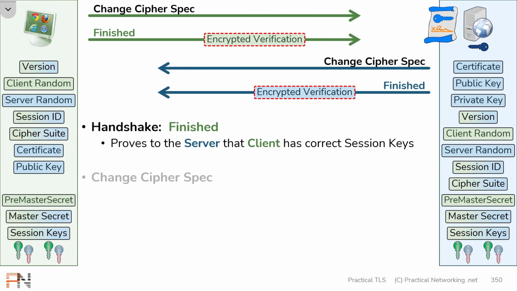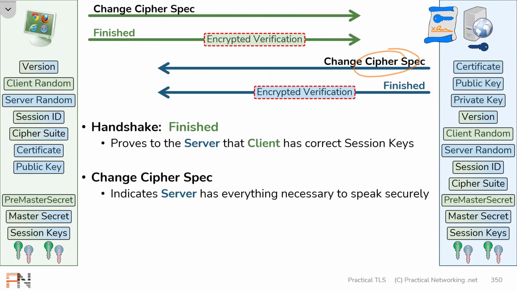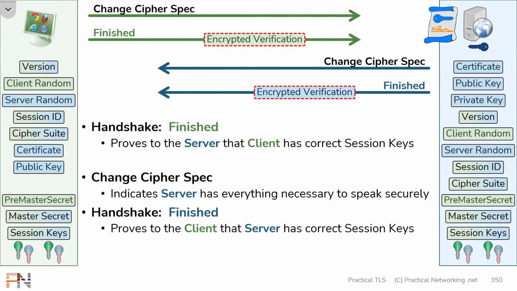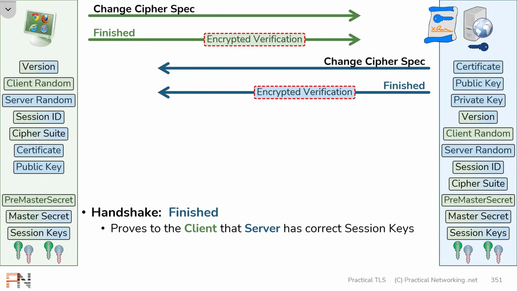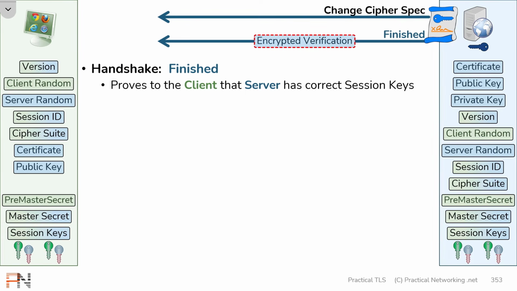Just like before, the change cipher spec record is not a handshake record. It's simply a record that is there to indicate that the server has everything it needs to start speaking securely, and the finished message will be there to prove to the client that the server has the correct session keys. This encrypted verification is put together in a similar way to the one that the client sent, but for the sake of thoroughness, I'm going to show it to you.